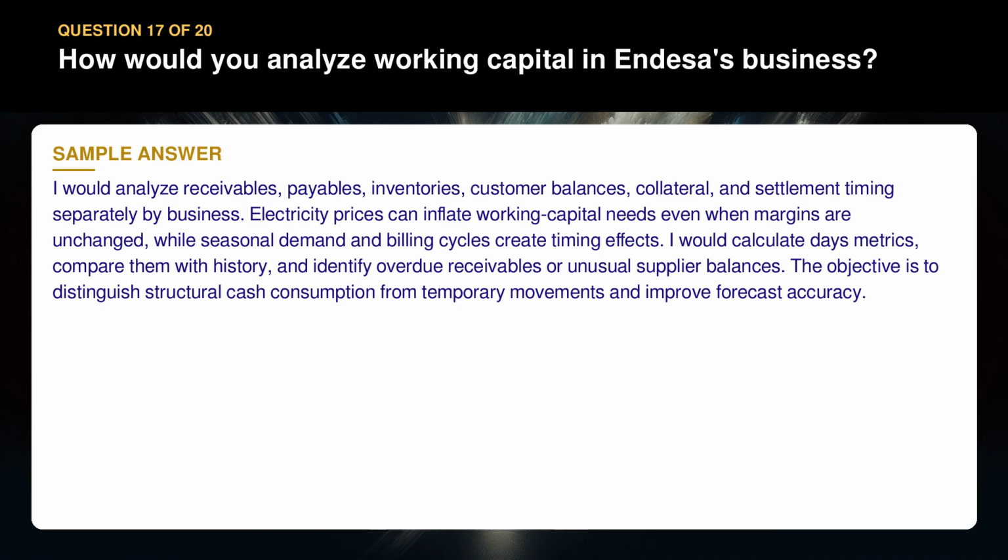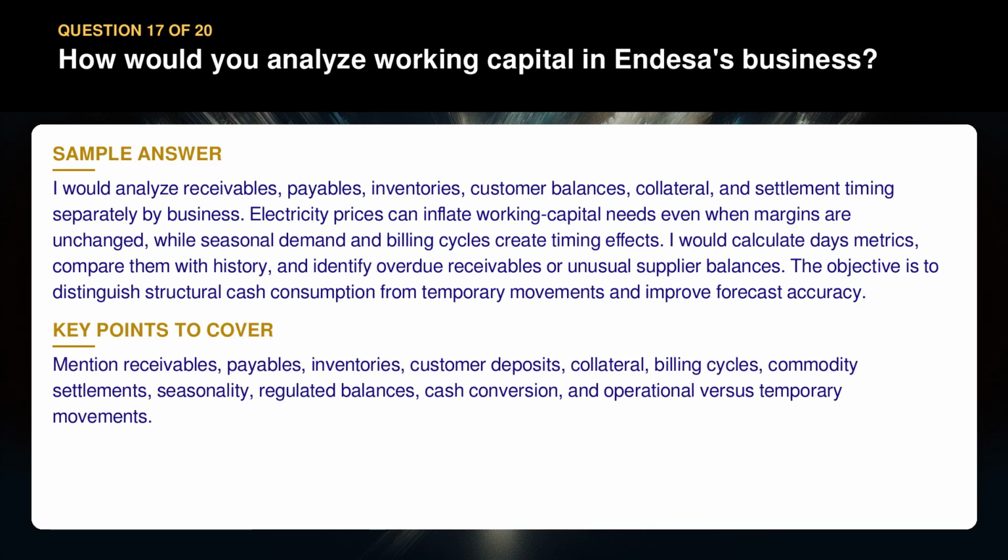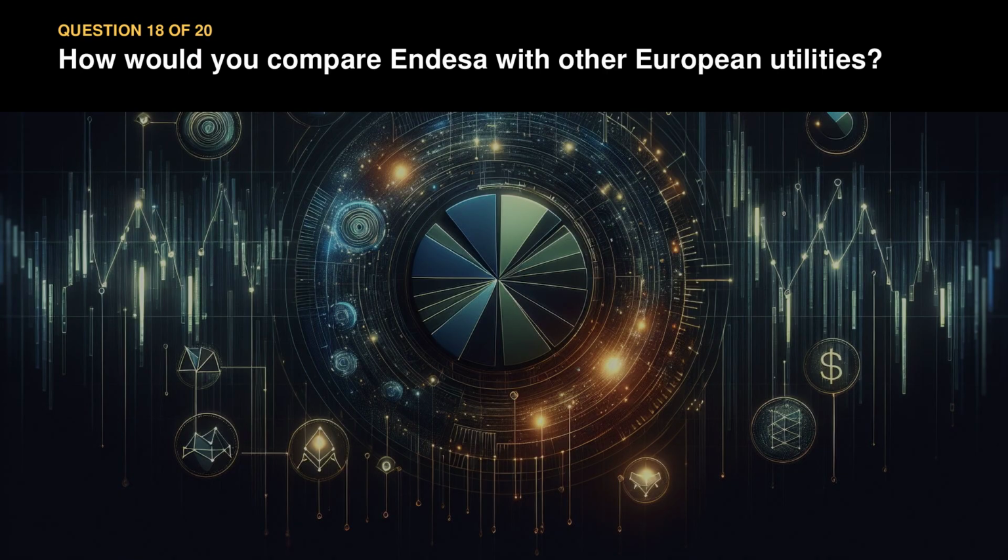The objective is to distinguish structural cash consumption from temporary movements and improve forecast accuracy. Mention receivables, payables, inventories, customer deposits, collateral, billing cycles, commodity settlements, seasonality, regulated balances, cash conversion, and operational versus temporary movements.